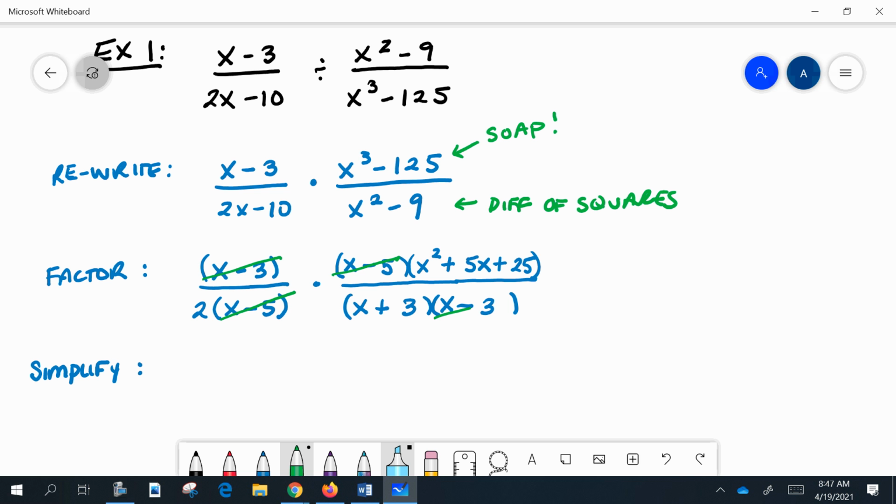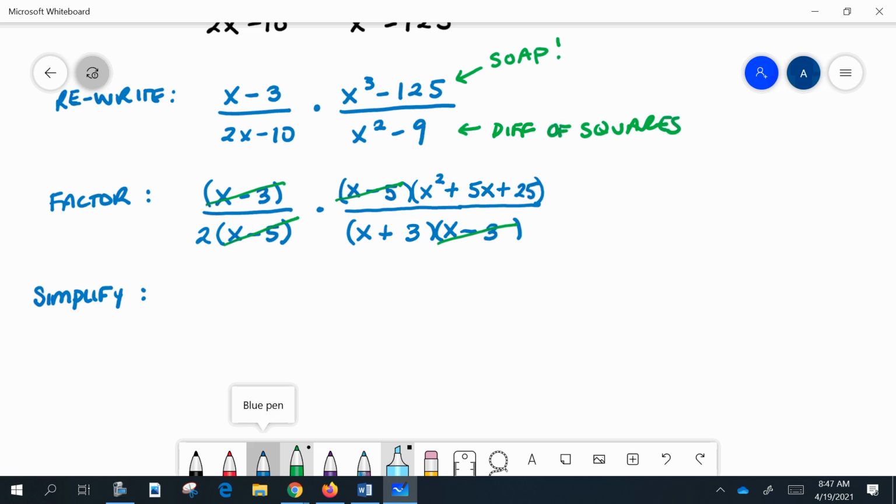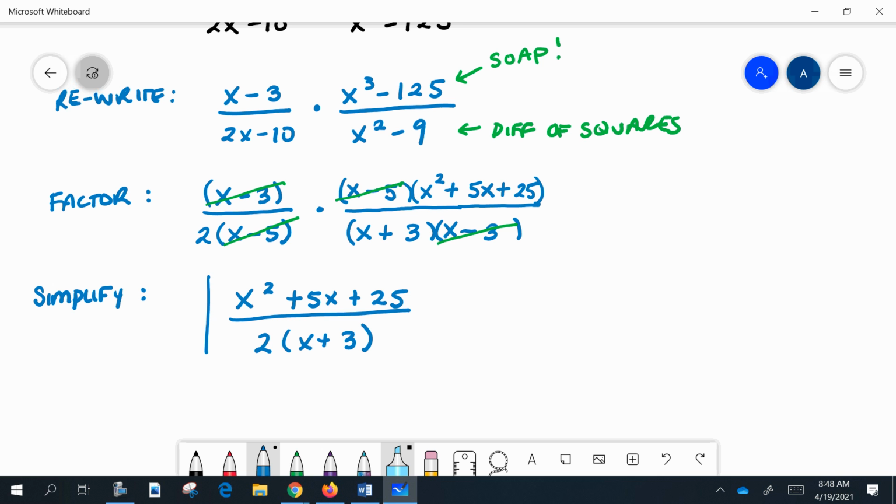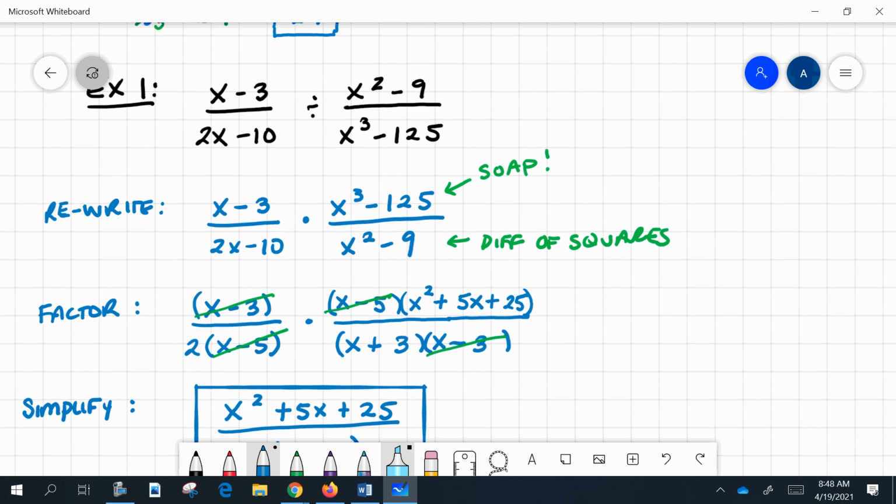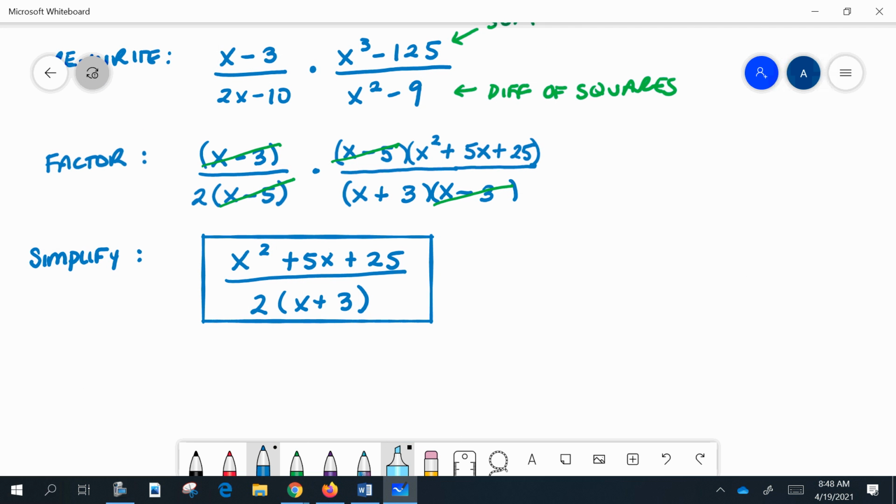Well, x minus 3 divided by x minus 3 is 1, so we can simplify those. So now when I go across the numerator, I have x squared plus 5x plus 25 in the numerator, and in the denominator is 2 times x plus 3. And that is our simplified product, or quotient, really. I guess what we were doing was dividing, but that is the simplified answer, okay?